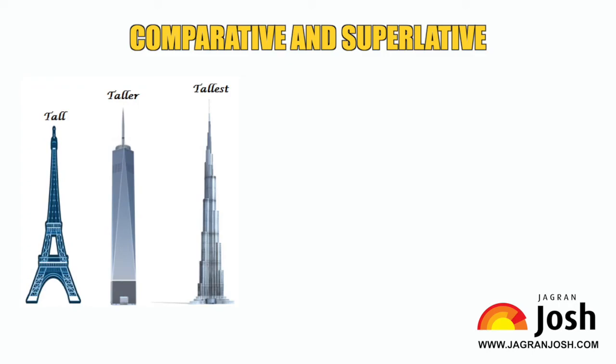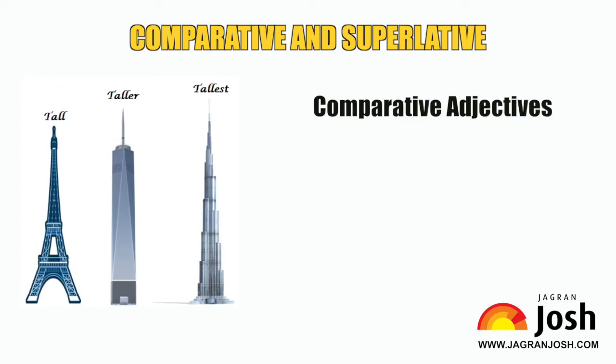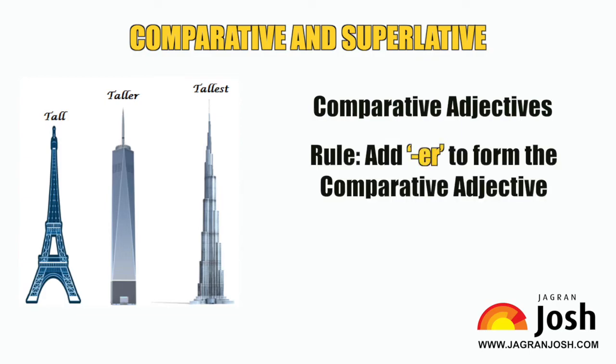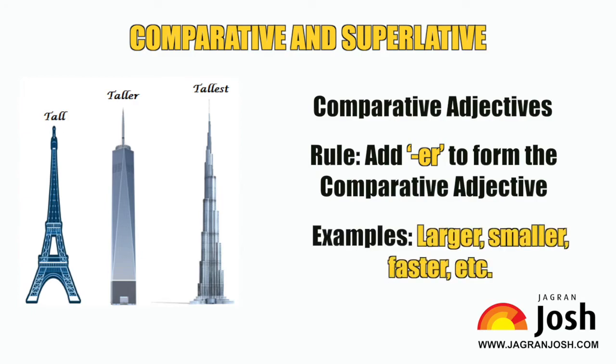Comparative and superlative. Comparative adjectives: adjectives which are used to compare a noun to another noun. Rule: add er to form the comparative adjective. Examples: larger, smaller, faster, etc.